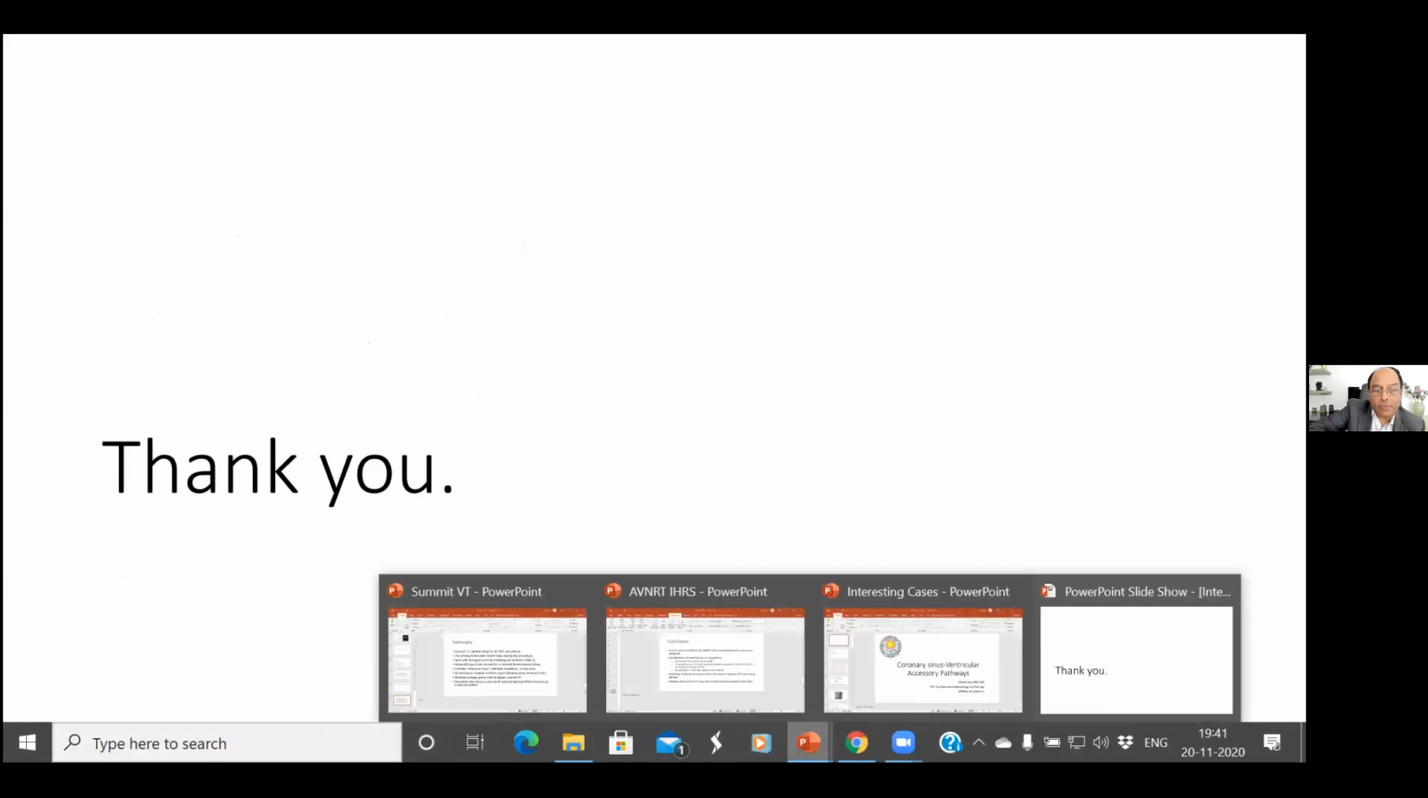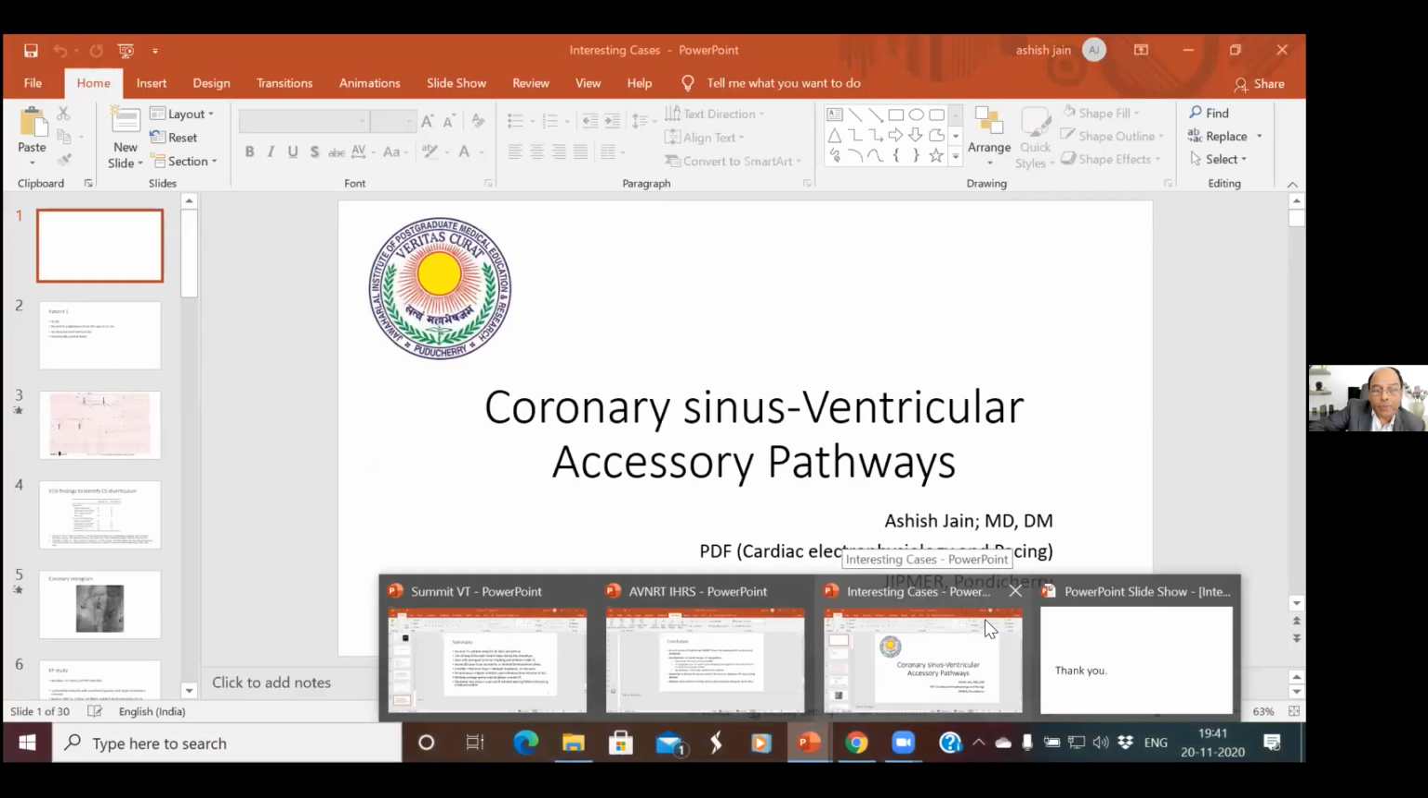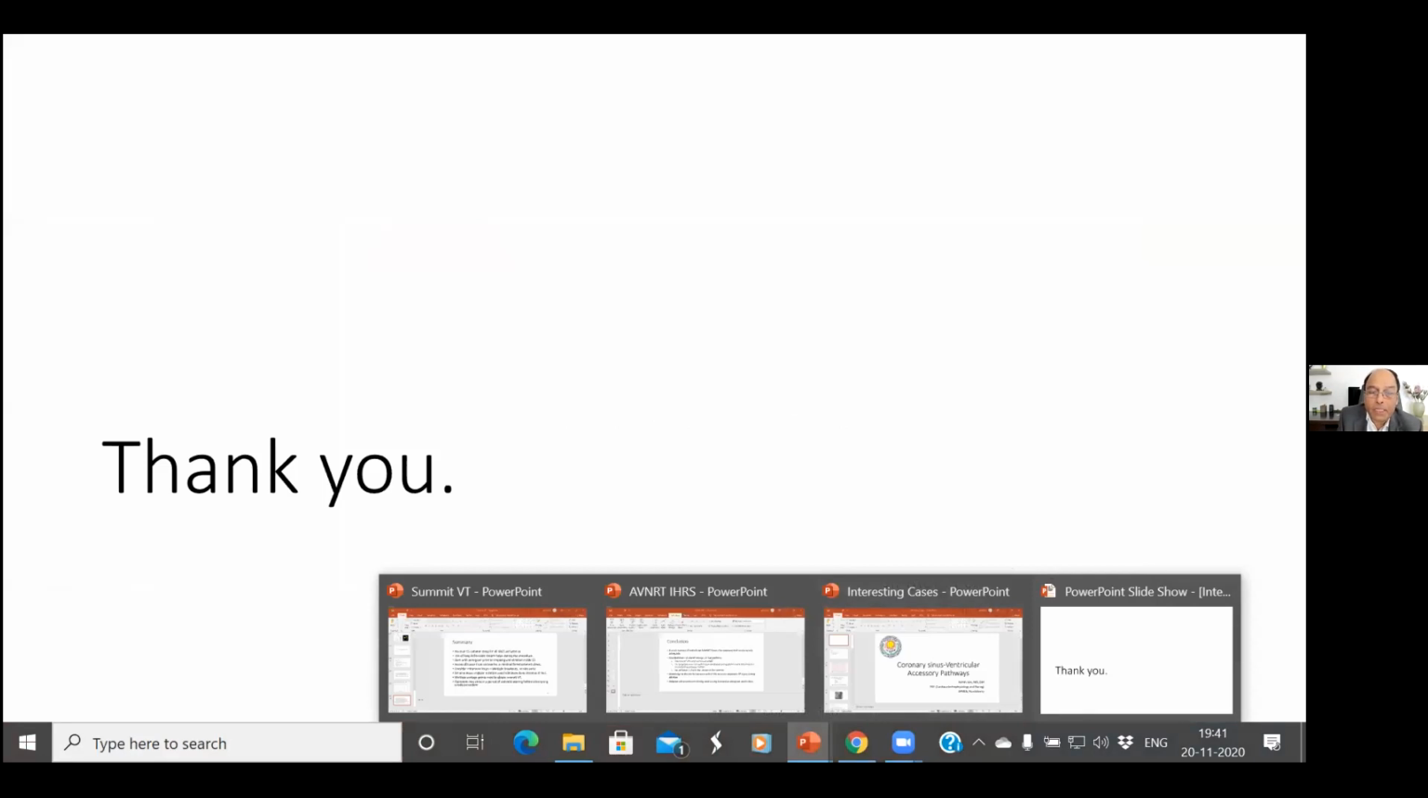So, Ashish, some of these pathways may not be accessible for ablation from the endocardial side and may require epicardial access. Any pointers during mapping that point towards these pathways being epicardial, or that we may not be able to ablate them endocardially?